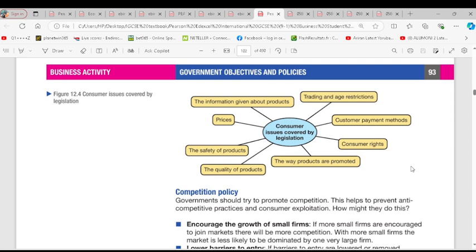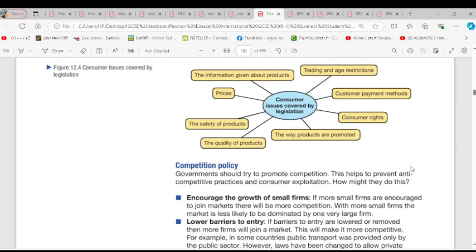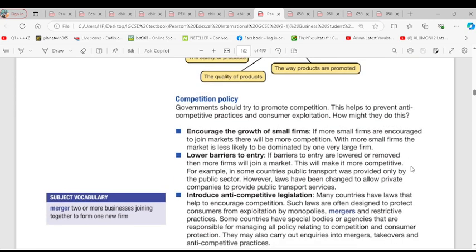Customer payment methods. Businesses must ensure that consumers are able to pay at their own convenience. Consumer rights are being protected. The way products are promoted, don't give false information. The quality of products, it must have quality. The products must be safe to use. It must not be a product that will cause harm to the customers. So no explosions, no deadly toxic products or something like that. Yes, you got that.